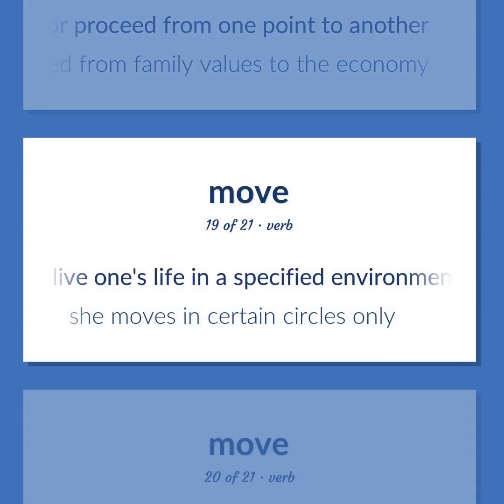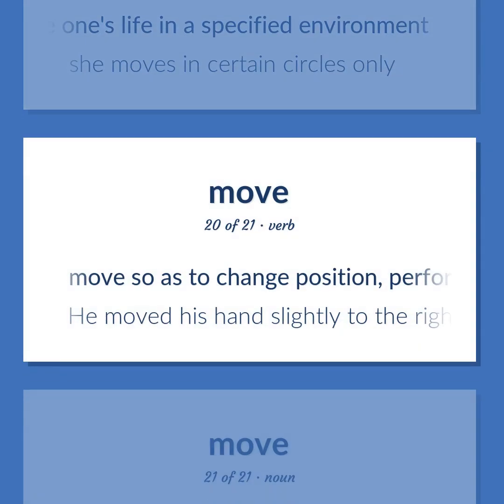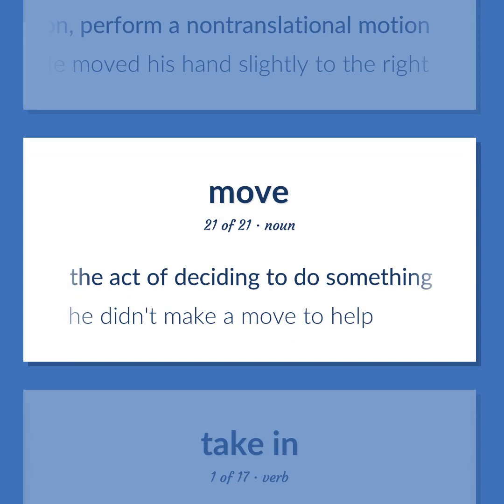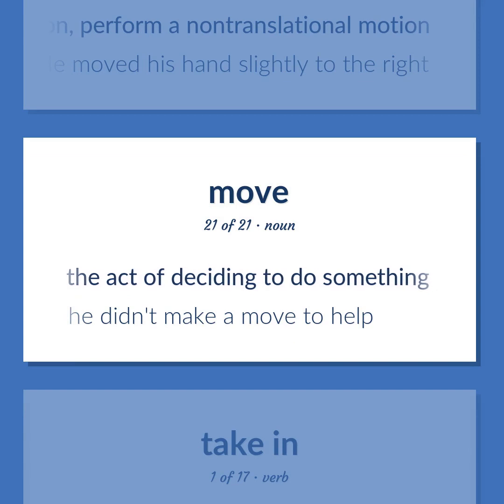Live one's life in a specified environment. She moves in certain circles only. Move so as to change position, perform a non-translational motion. He moved his hand slightly to the right. The act of deciding to do something. He didn't make a move to help.